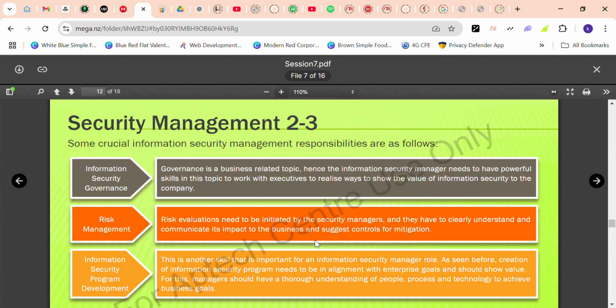We also have information security program development. This is another skill that is important to an information security manager role. As seen before, creation of an information security program needs to be in alignment with enterprise goals and should show value for their managers. For this, managers should have a thorough understanding of people, process, and technology to achieve business goals. You must understand how these three work, which is people, process, and technology (PPT). That's another name for that.